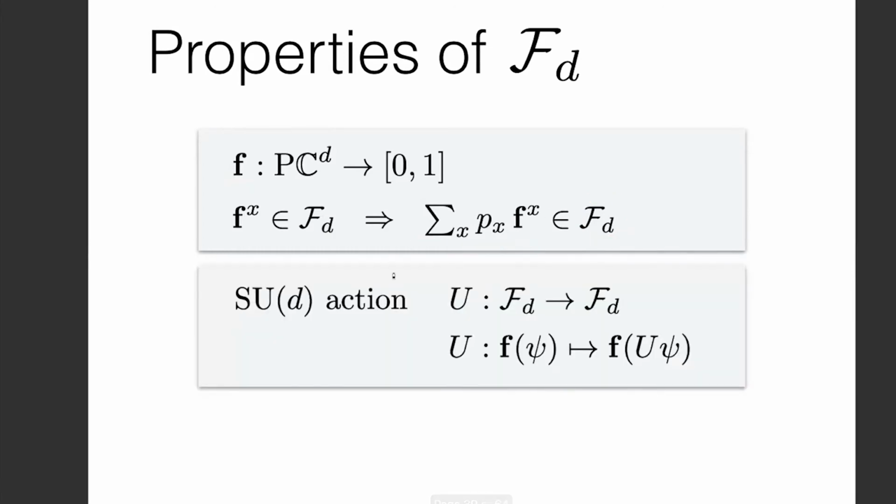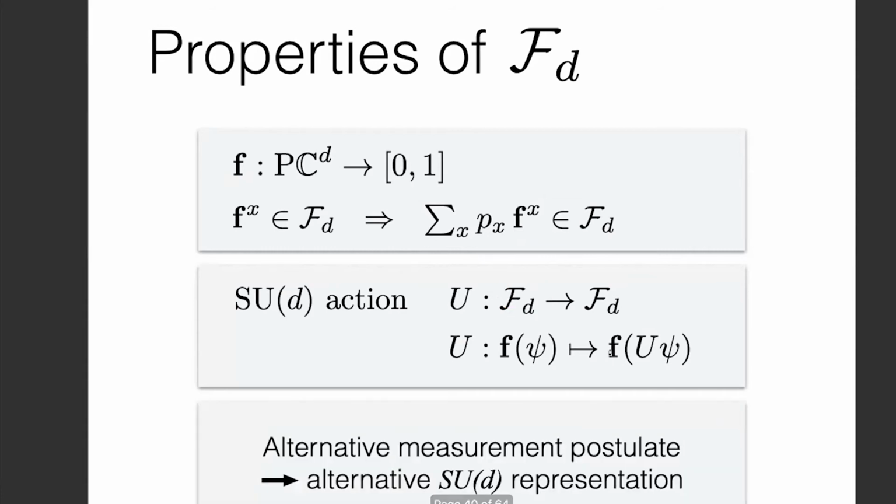Another property is that in these sets of outcomes, we can define the action of the unitary group. The way you act on an outcome F is by composing it with the unitary. So first we apply the unitary to the state, and then we apply the outcome probability function. This implies that every alternative measurement postulate has an associated alternative representation of the unitary group. And this is excellent because we know very well the theory of the representations of the unitary group, and we can start classifying all these alternative theories and see how they look and which properties they have.